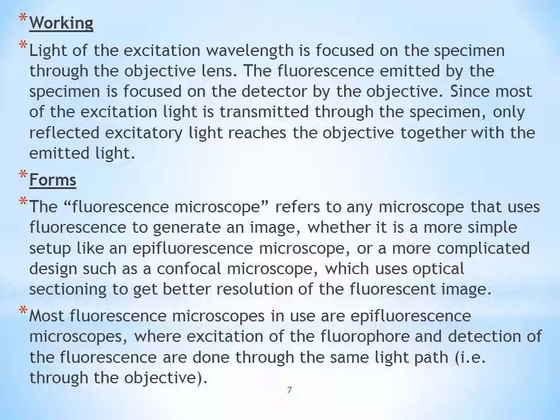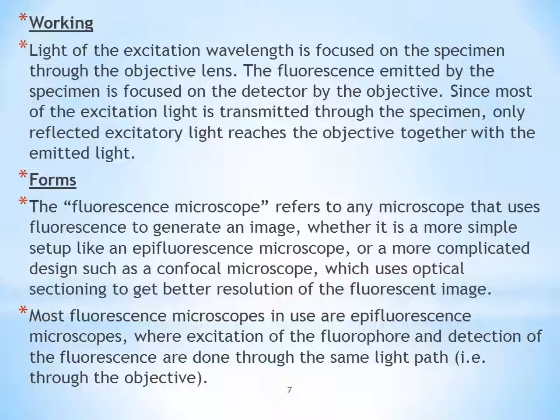Working of fluorescent microscope. Light of the excitation wavelength is focused on the specimen through the objective lens. The fluorescence emitted by the specimen is focused on the detector by the objective. Since most of the excitation light is transmitted through the specimen, only reflected excitatory light reaches the objective together with the emitted light.